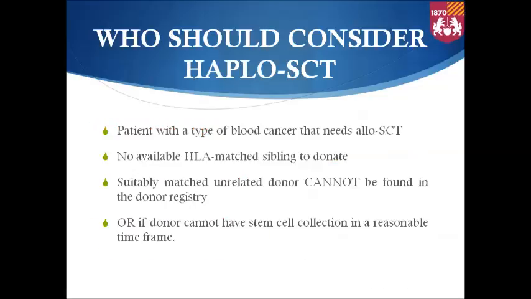Who should consider haplotransplant? Well, first, it has to be done for a patient who has a type of blood cancer that needs an allogeneic stem cell transplant, and has no available matched sibling donor to donate. And a suitably matched unrelated donor cannot be found in the registry, or if we need to move very quickly with the transplant process because of risk of disease relapse. When we look at donors in the registry, there is some delay in finding a donor, working around their schedule to have them evaluated for donation, collecting their cells, and then coordinating the whole process to treat the patient. So we can avoid some downtime when we go with the haplotransplant and use a family member.